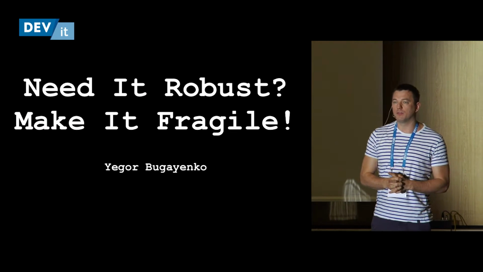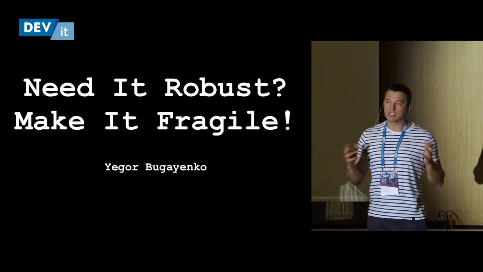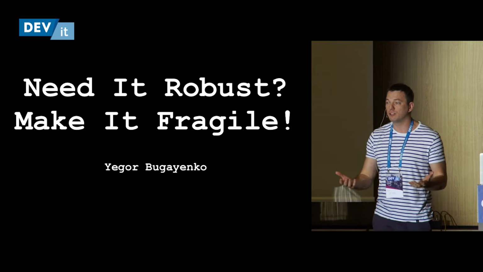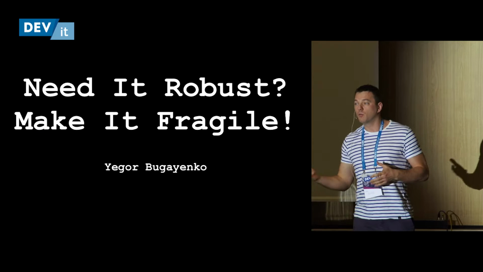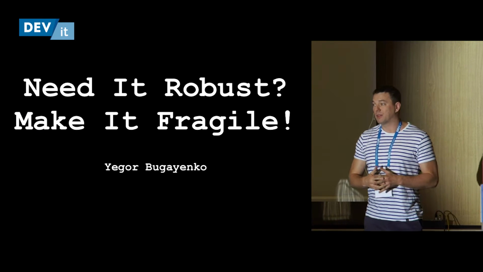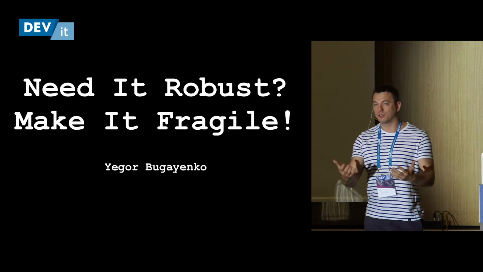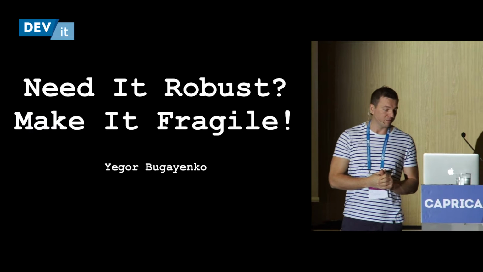And the talk is not going to be very technical, even though I'll show some Java code, but the talk is going to be more conceptual, and I will try to convince you that in order to make our software more stable and more robust, we need to make it more fragile. That's kind of a controversial idea, but I'll try to deliver this idea, and probably you will be convinced.